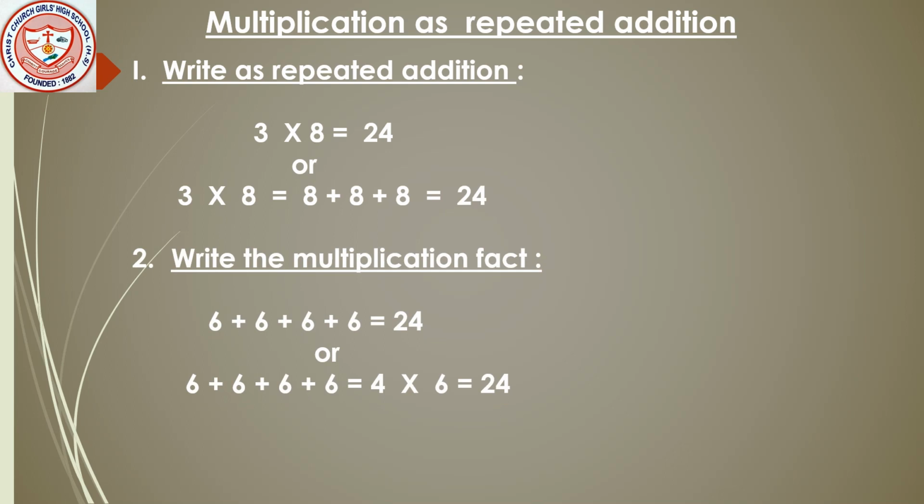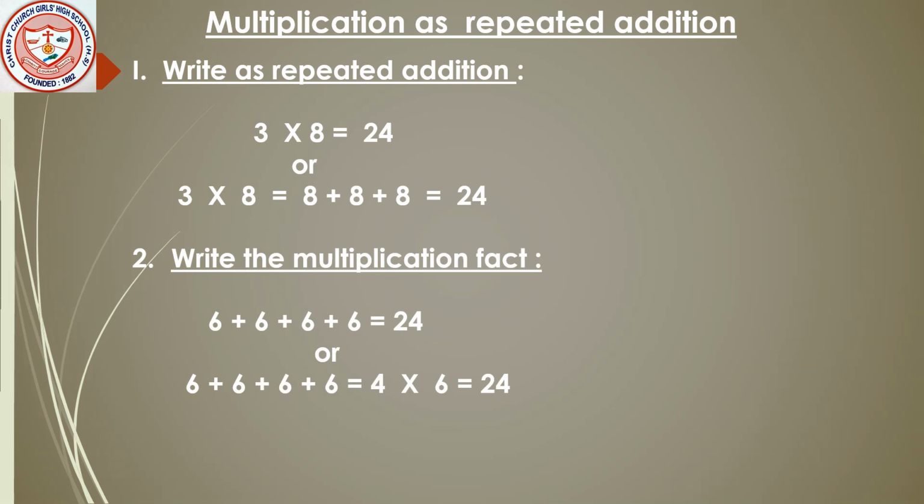Here, see, in both cases we got the same answer. 6 plus 6 plus 6 plus 6 is equal to 24 and 4 into 6 is equal to 24.